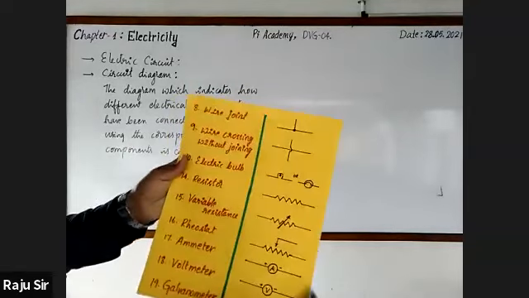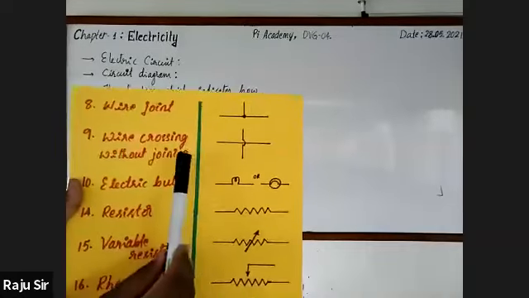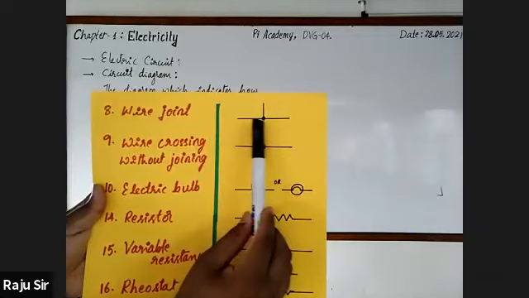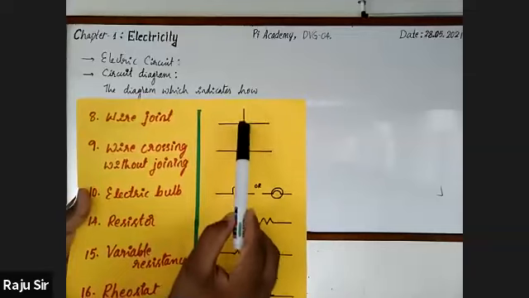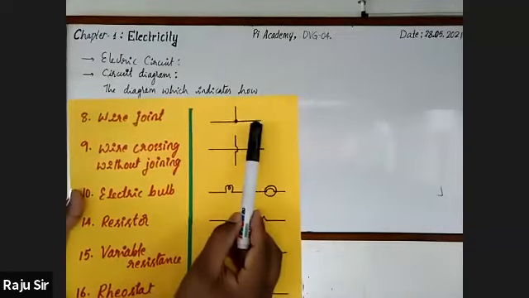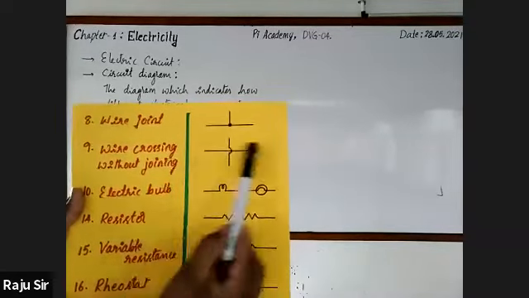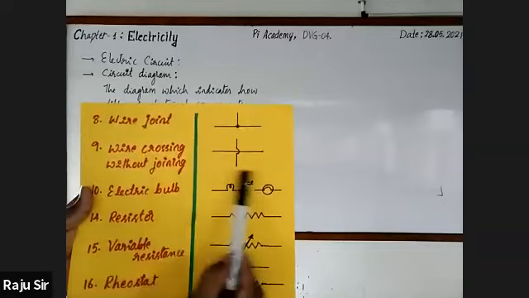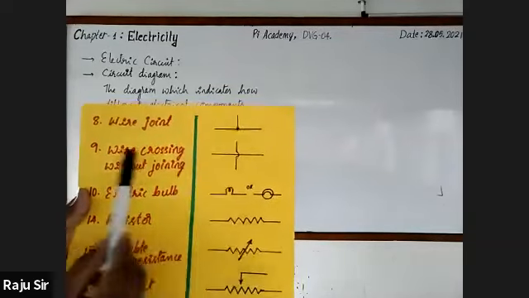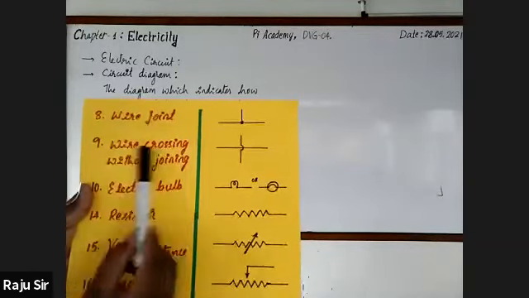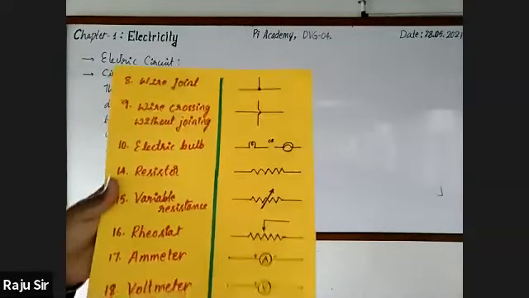Next, the eighth one is important. Just observe. I'm bringing it a little bit close. It is a wire joint. Here two wires are taken and one wire is joined to another wire. Next, sometimes we will have to cross a wire over another wire. So this is the symbol to be used. But while crossing, we have not connected that second wire. See, this is the symbol of wire crossing without joining. Wire crossing without joining.